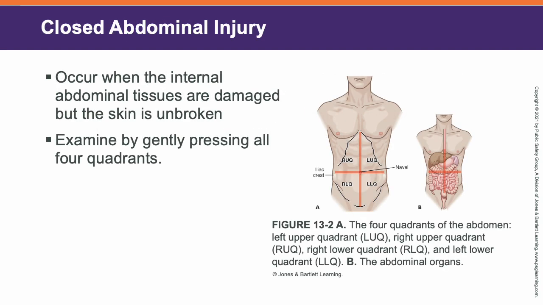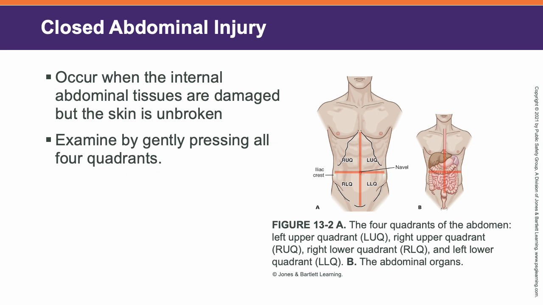So a closed abdominal injury occurs when there's some sort of damage to the underlying tissues in the abdomen, but the skin's not been broken. To examine a closed abdominal injury, all you're going to do is put some light pressure near where their pain is to try to determine what has undergone damage.